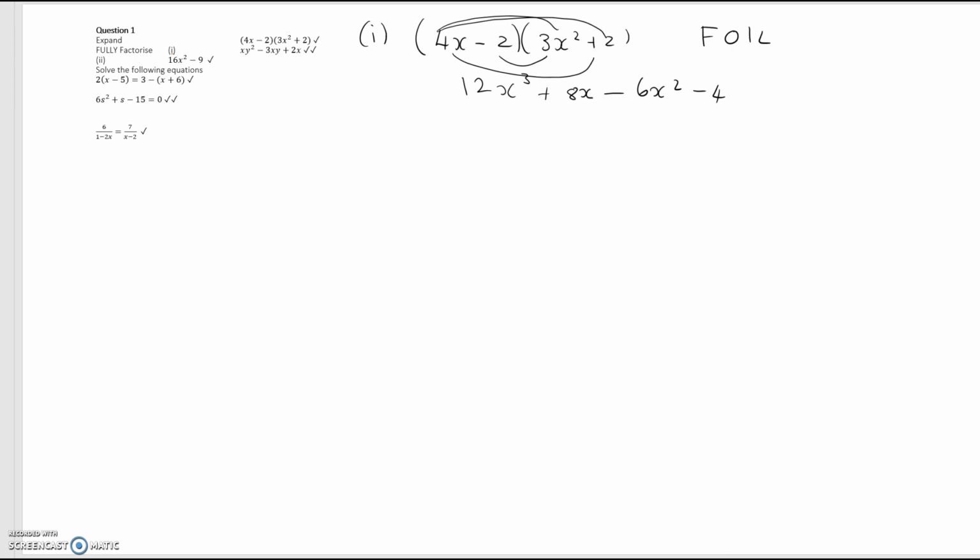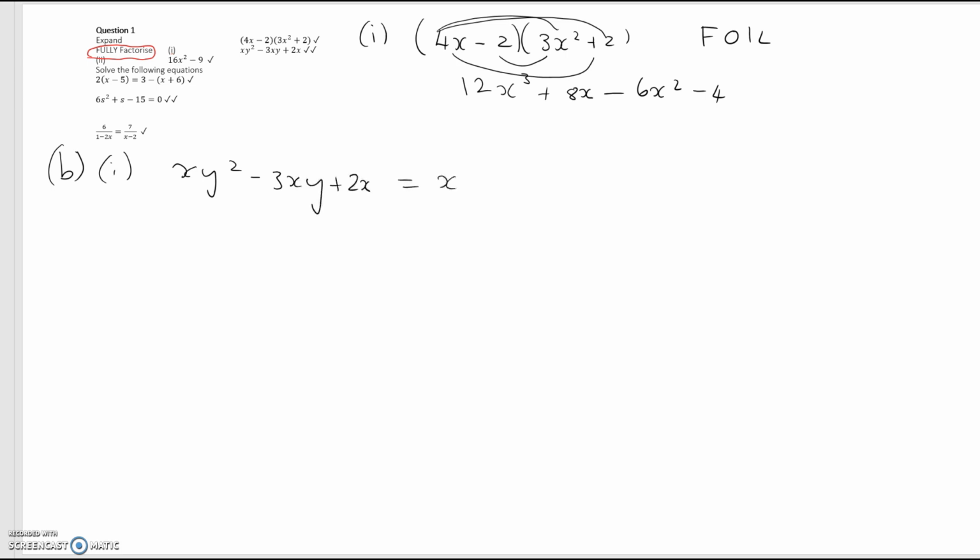Question B, now the formatting's a little bit odd here, but question B, part 1, says you need to fully, look at it there, fully factorize. And that should have been a clue, to fully factorize. So xy squared minus 3xy plus 2x.